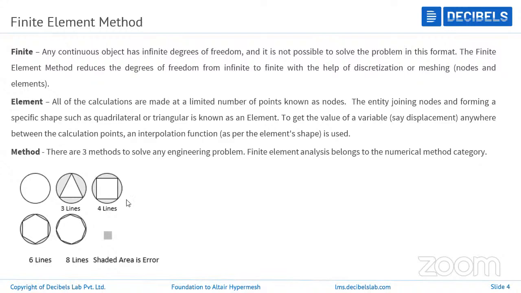Basically, finite element analysis means discretizing the component, or dividing the component into a finite number of nodes or elements. So this is the concept behind the finite element method. That means we take a component, divide it into a number of nodes, and join those nodes with defined shapes in HyperMesh, which is what we call meshing. So let's start.